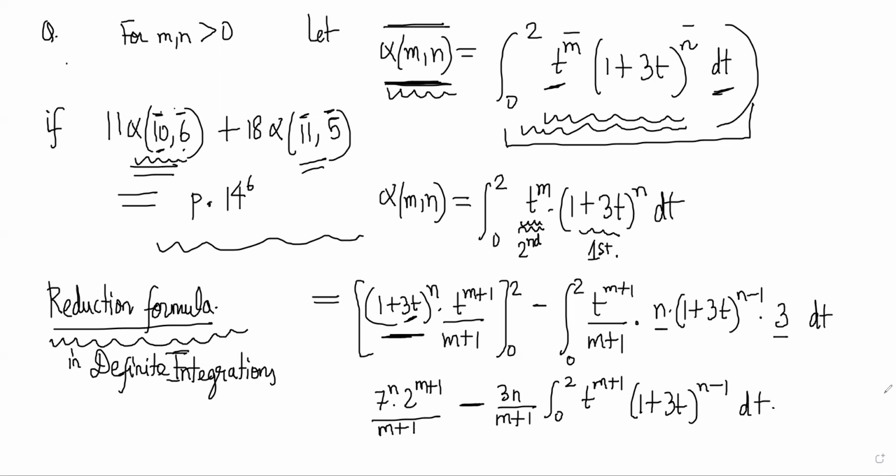Yes, sir. Can you see a pattern here that this integral is actually alpha of m plus 1 and n minus 1? Yeah. If the definition of alpha m n was this, then obviously alpha m plus 1, n minus 1 is this, right? Yes, sir.